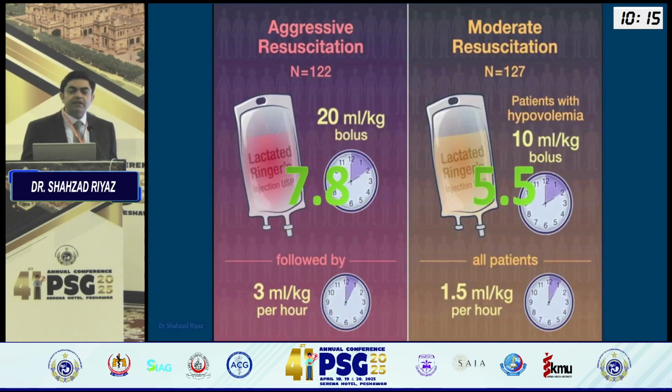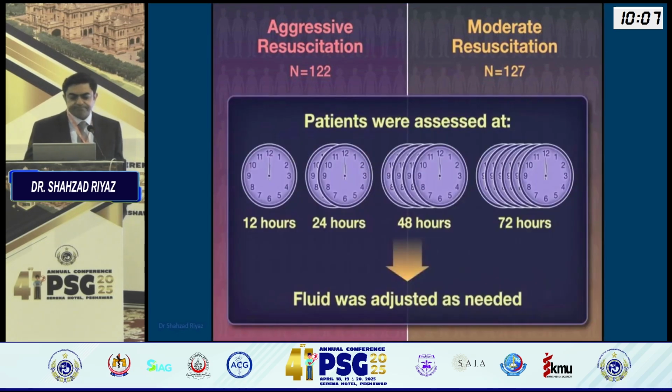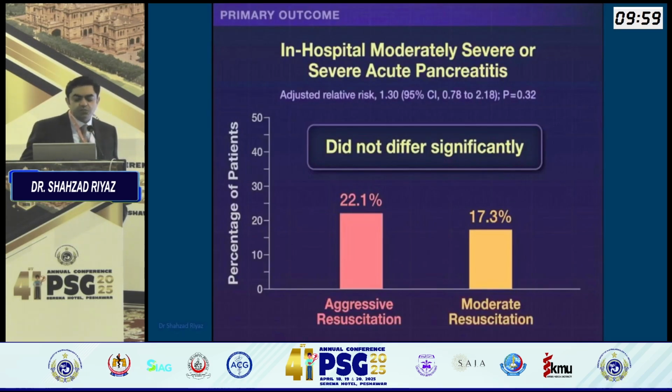So if you calculate on average in the first 48 hours, in the first group they gave almost 8 liters of fluids, whereas in the second group it was 5.5 liters. The patients were assessed at 12, 24, 48 and 72 hours, and if needed, then the patient's fluids were adjusted. And what they found out as a primary outcome was the incidence of developing moderate or severe pancreatitis was not much different in the two groups.